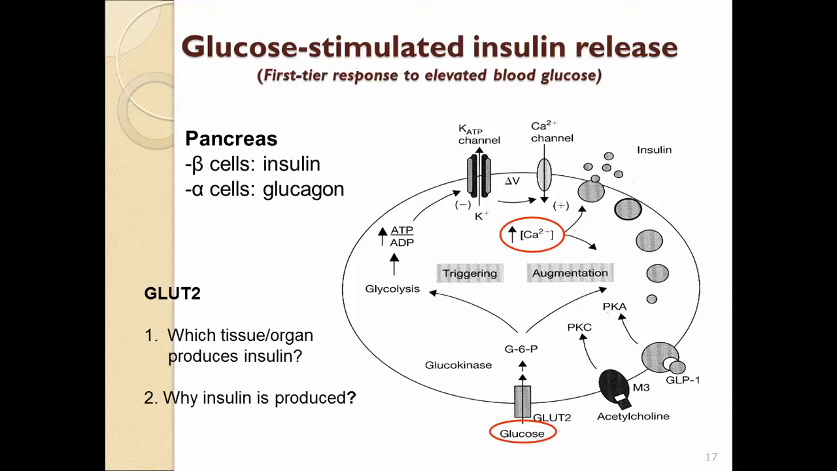So again, try to remember this is the first tier reaction to elevated blood glucose after a meal. High glucose level stimulating insulin release is the first tier response, right?